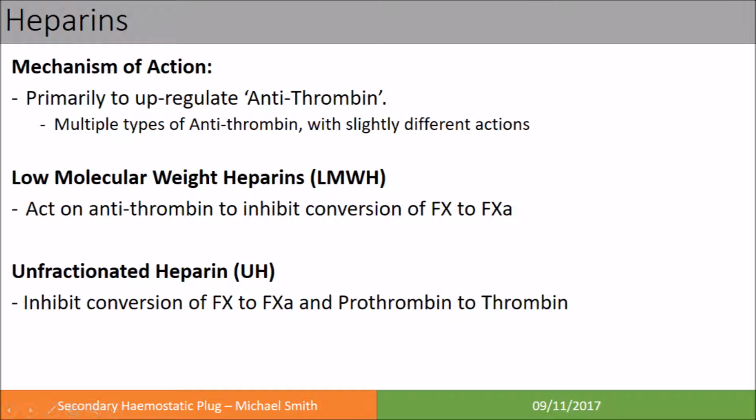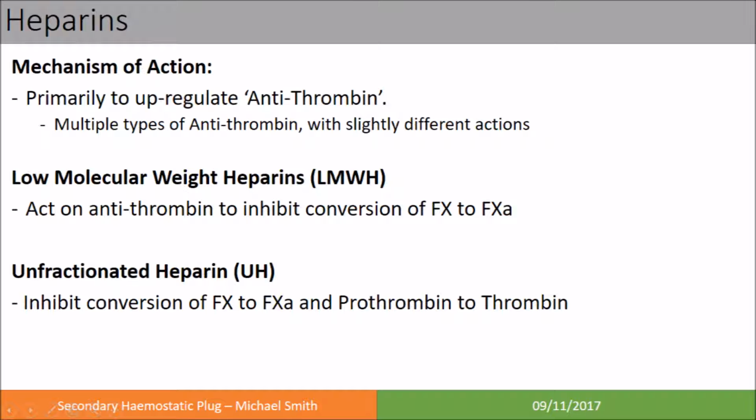So we also have the heparins. Their role is to upregulate something called antithrombin. And unsurprisingly, one of the actions of antithrombin is to inhibit the action of thrombin. Also, slightly strangely, it has the double action of also sometimes inhibiting factor 10 and its conversion to factor 10A.